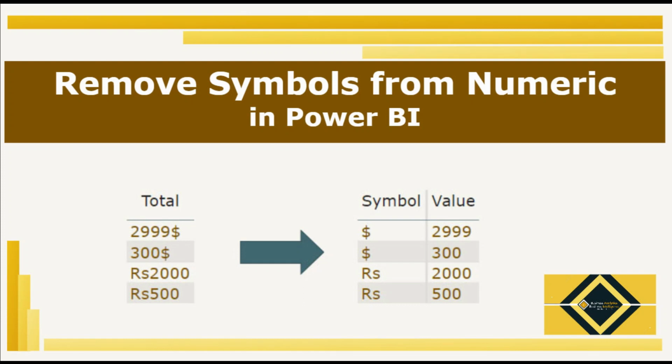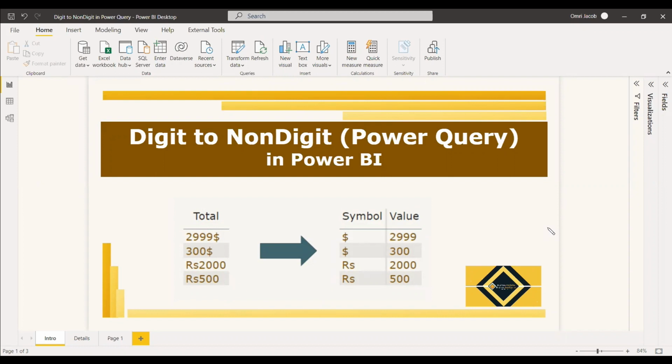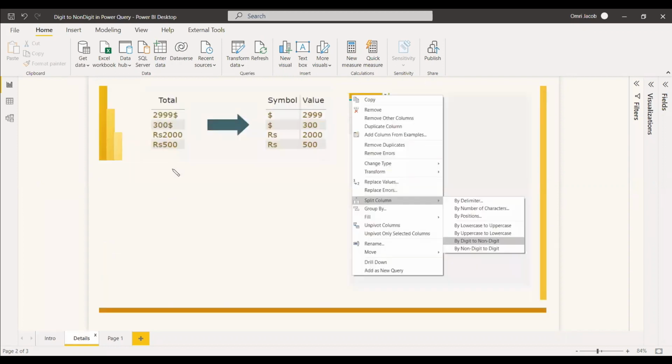This video is regarding a Power Query transformation option called digit to non-digit that comes under split transformation. So there is an example of how we can do this. We have a column, a total amount, that has symbols. Some are on the right side and some are on the left side. Even if it is not symbols but some characters, you can remove them with the help of this digit to non-digit in the split column option in transformation.